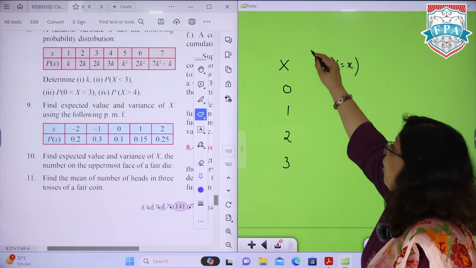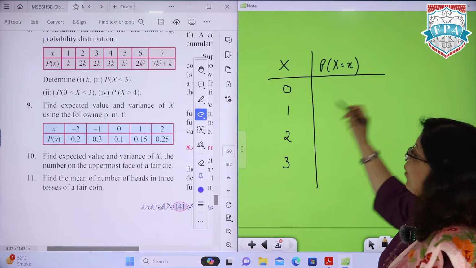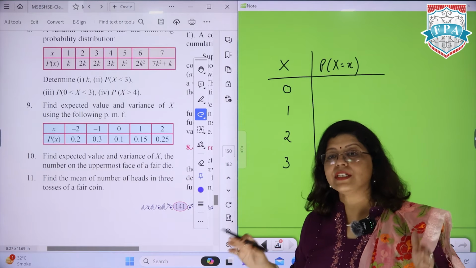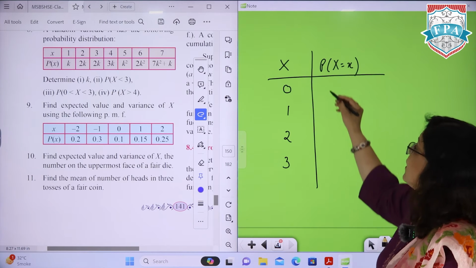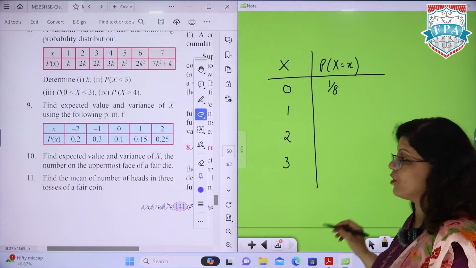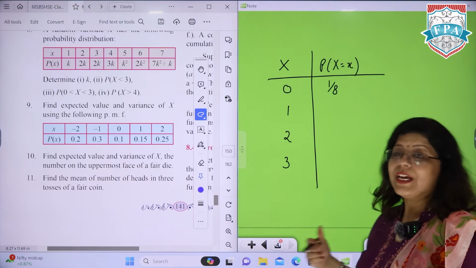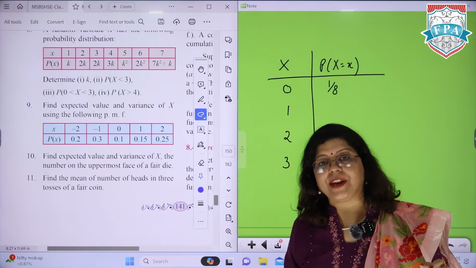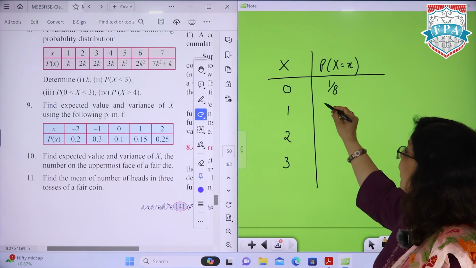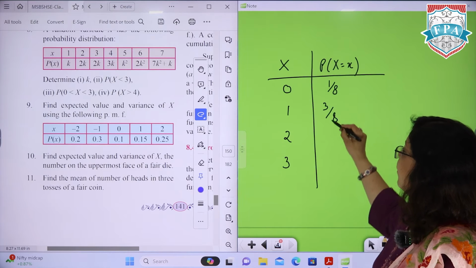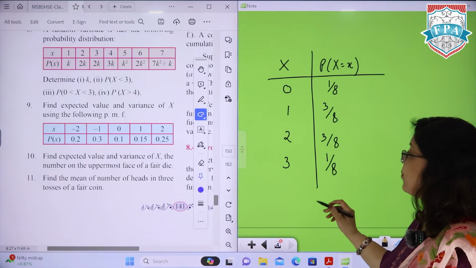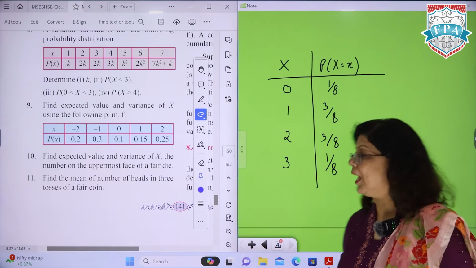Now, when we are putting this, when x is 0, there's just one option which is TTT. So this TTT is 1 by 8 because altogether your options are 8. To make it simple, you can make the sample space before you start the question. For 1, it is 3 by 8, again 3 by 8 and then 1 by 8. When you make the sample space, you can get a better idea how to get that.